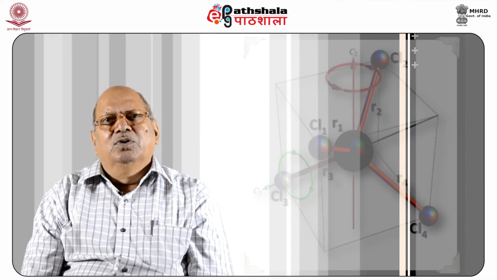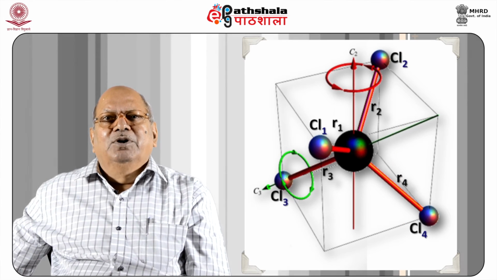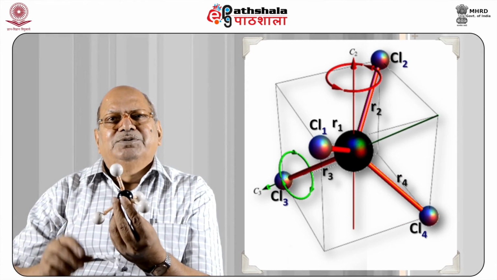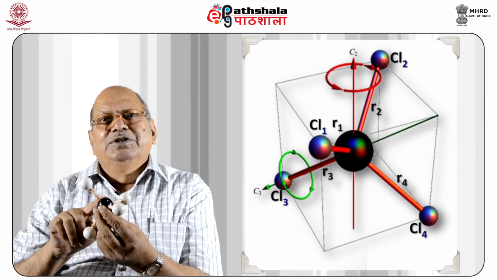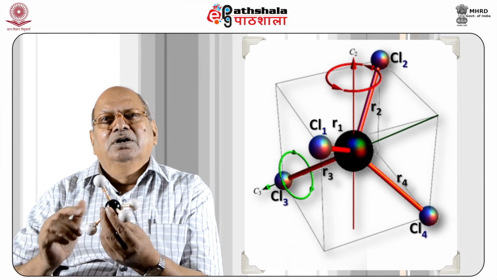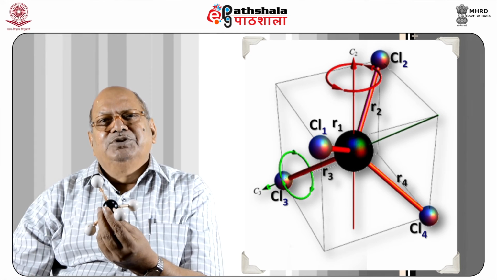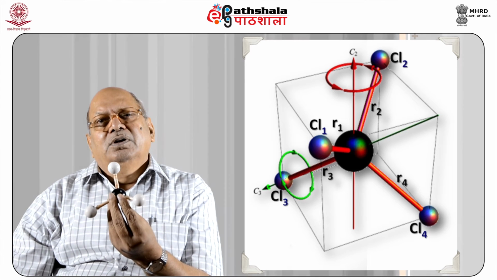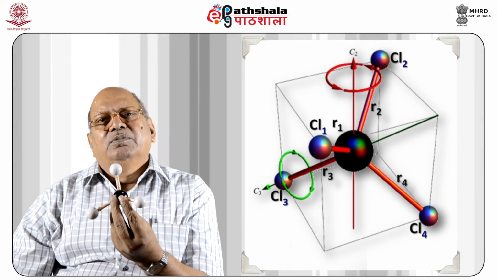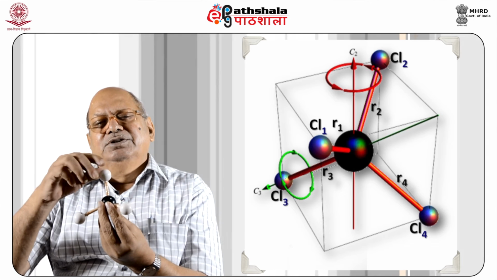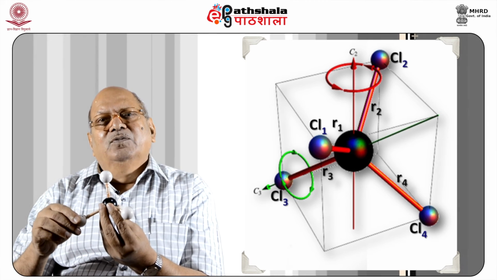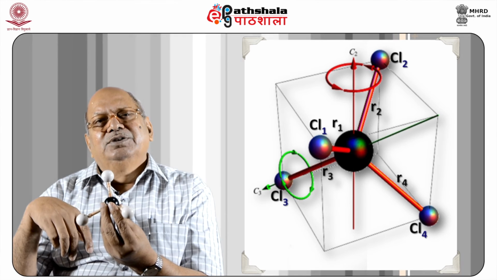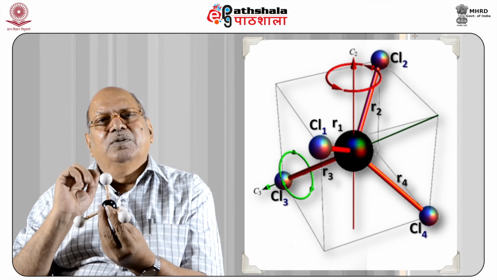Of CCl4. CCl4 is a molecule like this as I have shown over here. The black one is carbon and all these are chlorine atoms as I am showing over here. Now this molecule belongs to the tetrahedral point group. It has C3 axes. How many? 4 C3 axes, each along a bond.